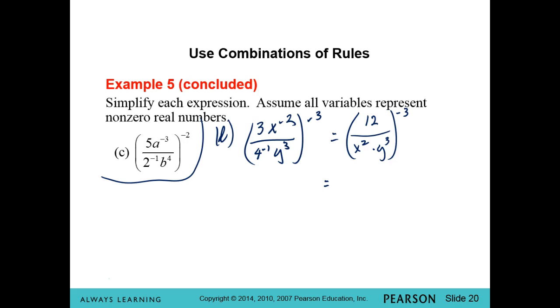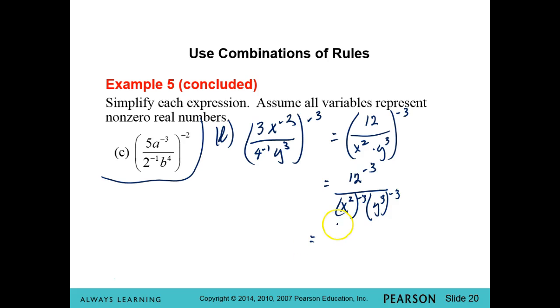Factor it? Oh, I think I see what you mean. Okay, I wouldn't call it factoring, but I see what you mean. It'd be 12 to the minus 3, is that what you mean? Over x squared to the minus 3 times y cubed to the minus 3. Okay? What does that do for us?